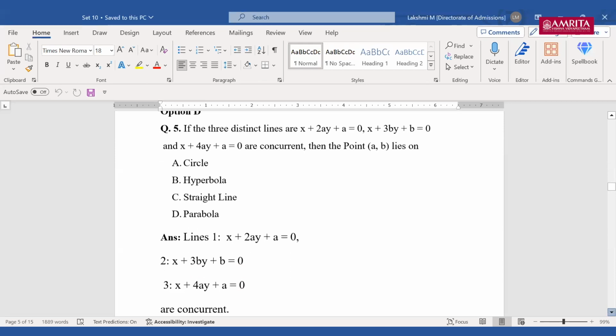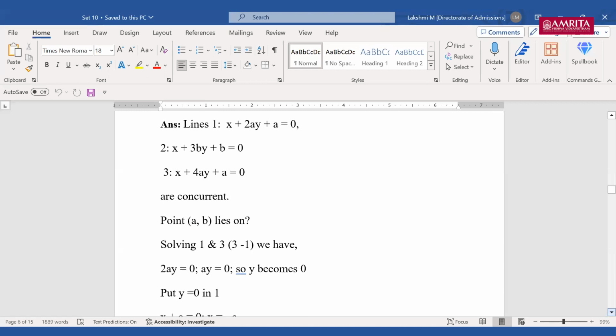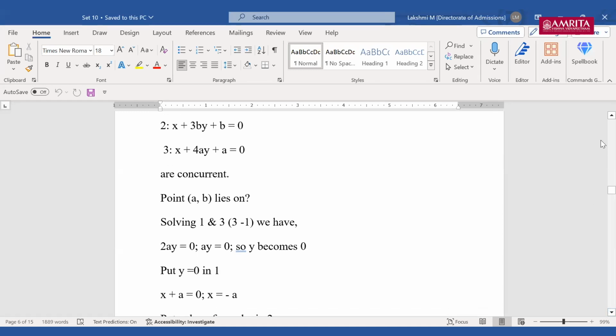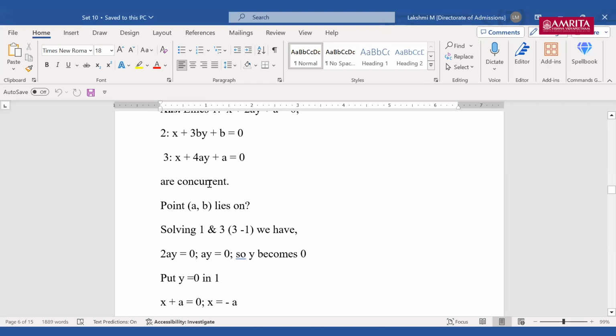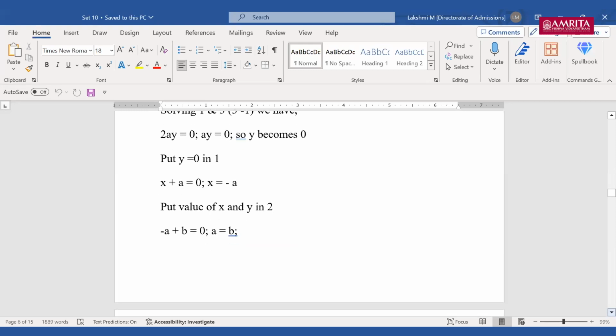I think answers have started coming up. So the initial part, what is given in the question is they are concurrent, right? So what I'll actually do is I'll try to solve this and find out the value of x or y, so that I can substitute for them and have a single equation, right? So I have solved for these equations and I got ay equal to 0, which means y equal to 0. I have substituted it in the other equation and I got x plus a equal to 0.